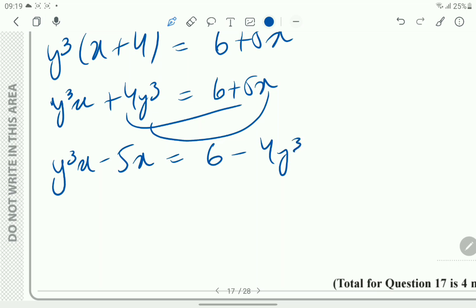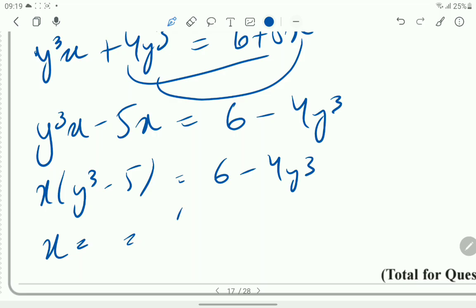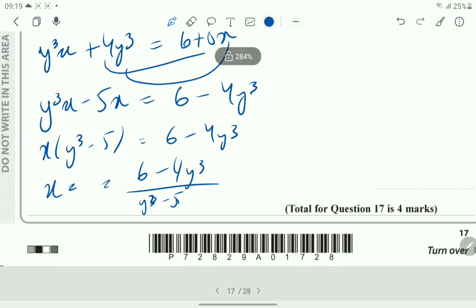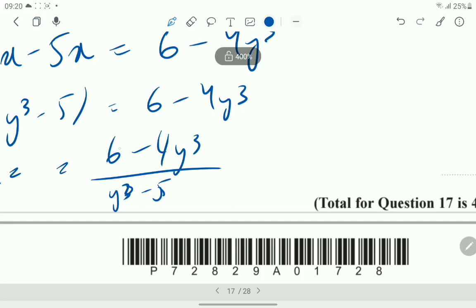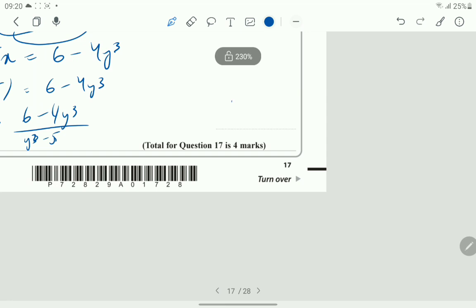Now we have x on the one side, and let's take x common. We get x times (y cube minus 5) equals 6 minus 4y cube. x equals (6 minus 4y cube) over (y cube minus 5), and I think that's the maximum you can simplify it to, because there is nothing common. Or you could take 2 common out of the numerator, but that's really not necessary. This is your final answer for 4 marks.